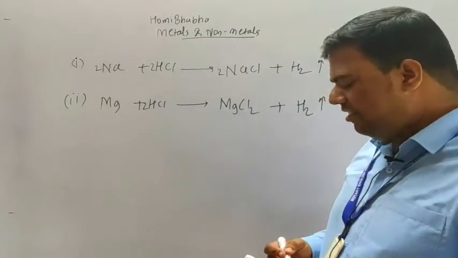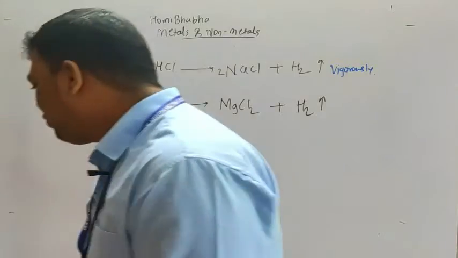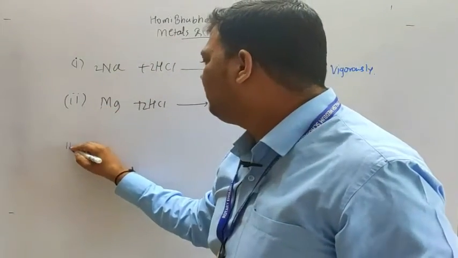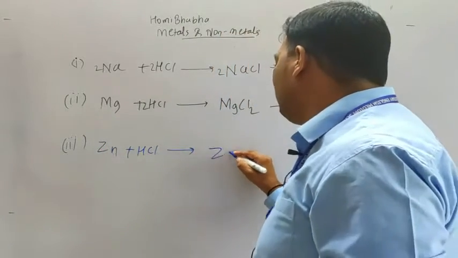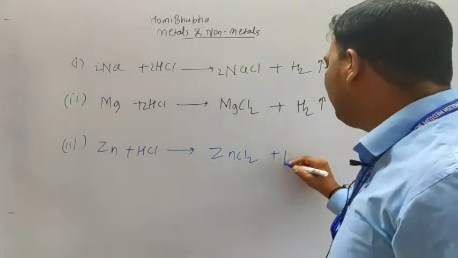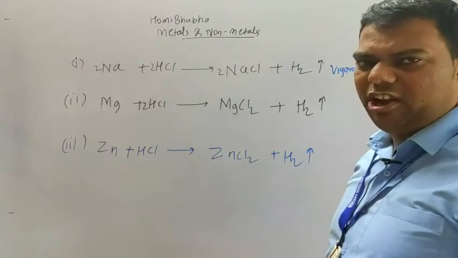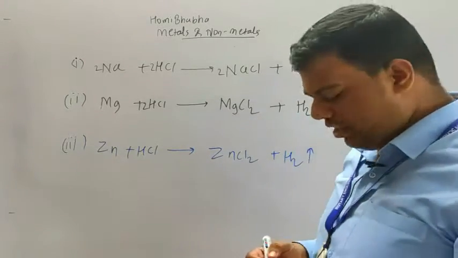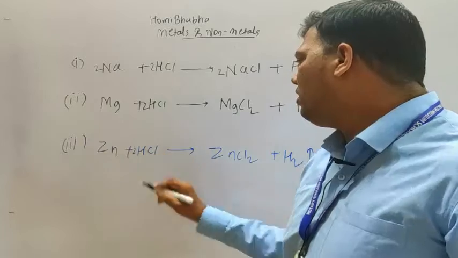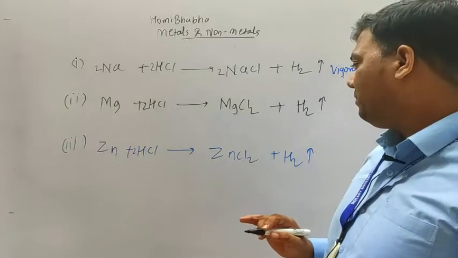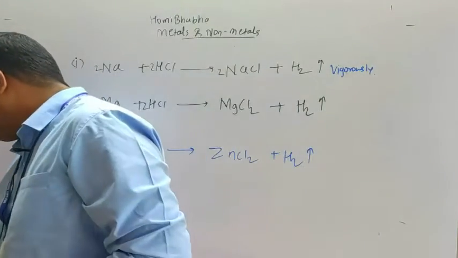Suppose you are thinking about the reaction of zinc with HCl. This is the third one: zinc plus HCl. What will you get? ZnCl2 plus H2. The hydrogen gas will evolve very less vigorously, or we can say less violently. See here 1Zn, 1Zn, 2Cl, here also 2. Then two hydrogens are there. So our reaction is balanced.